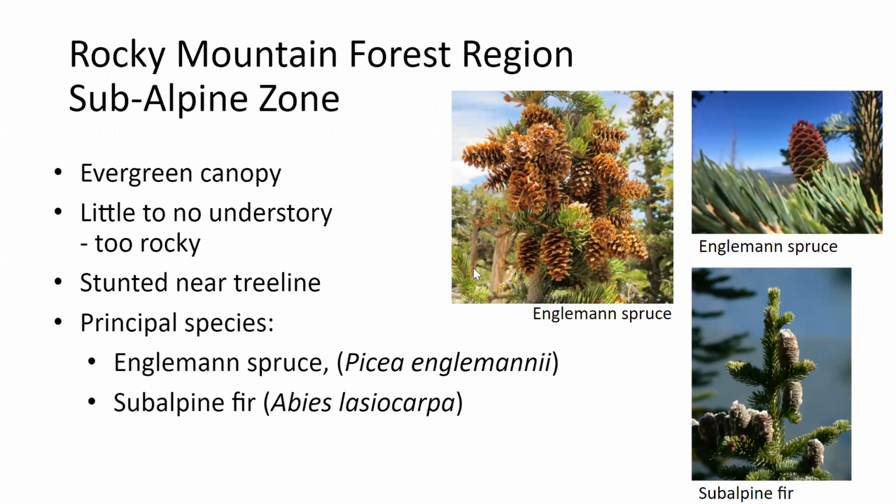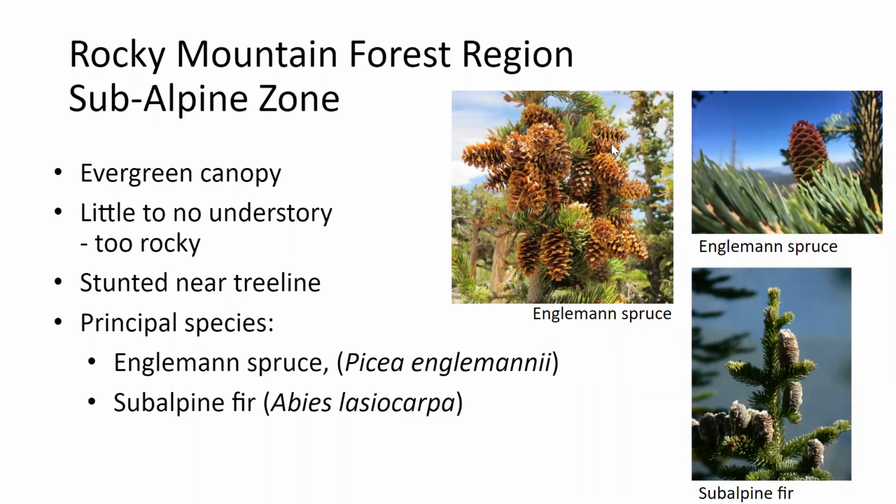And then as you get towards climatic tree line, the trees get more stunted and misshapen by the winds and the winter storms. Principal species here: in the Rockies, the principal spruce fir forest species are Engelmann spruce, which is Picea engelmannii, and Sub-Alpine fir, which is Abies lasiocarpa.